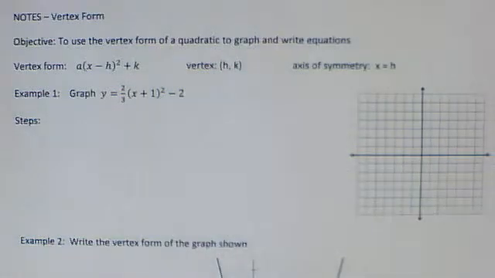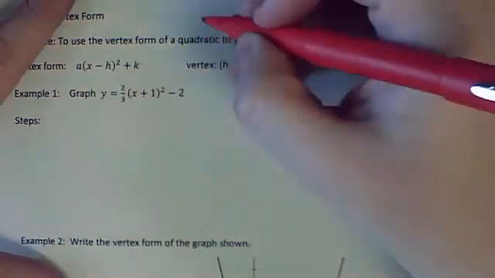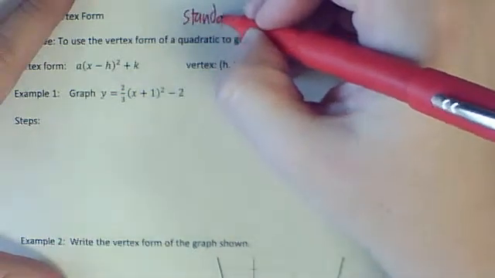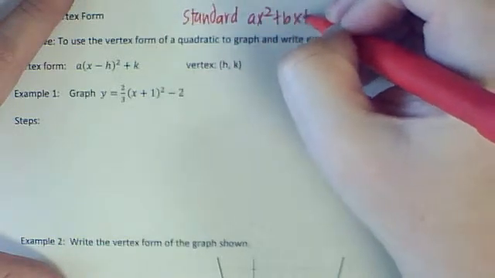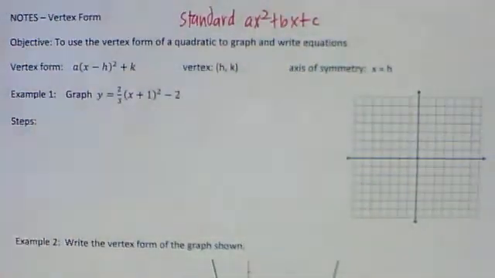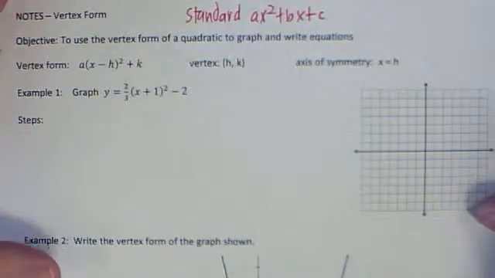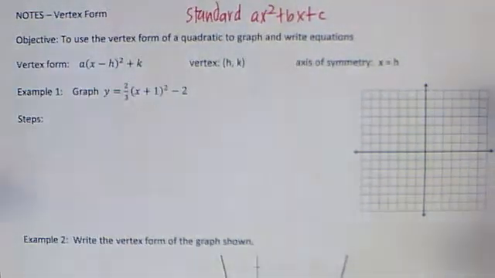Okay, so today we talked about vertex form of quadratics. The past 2 days we talked about standard form, which is ax squared plus bx plus c, and we had to use the negative b over 2a to find the vertex. Well, vertex form, you should be able to see the vertex right away.